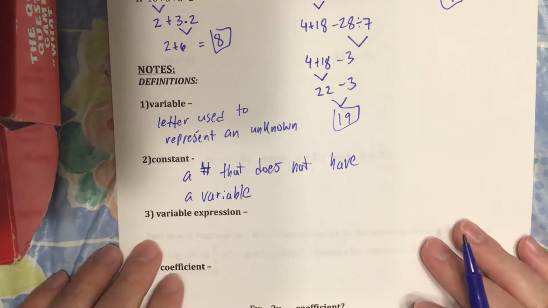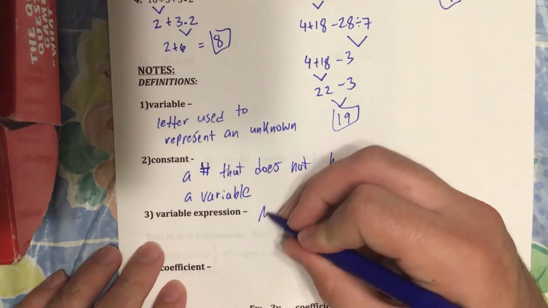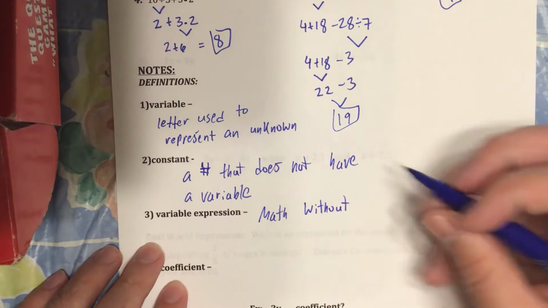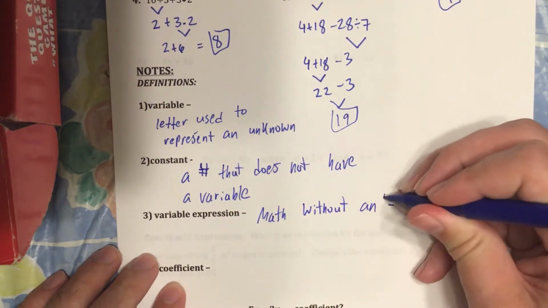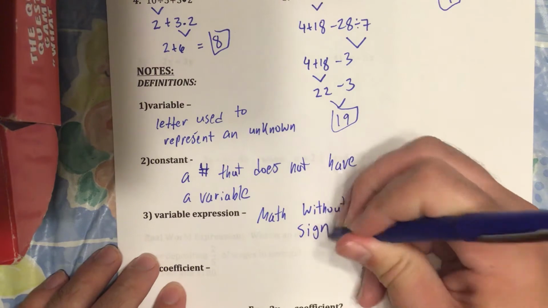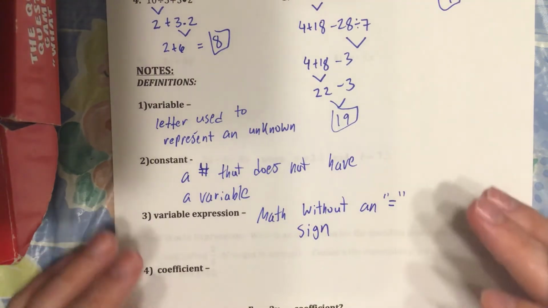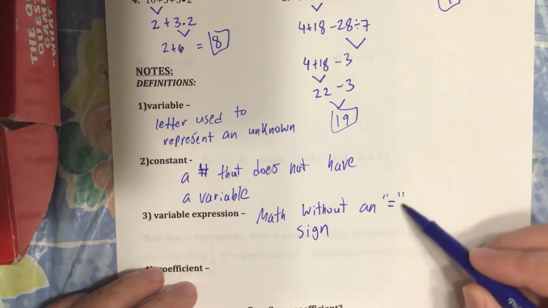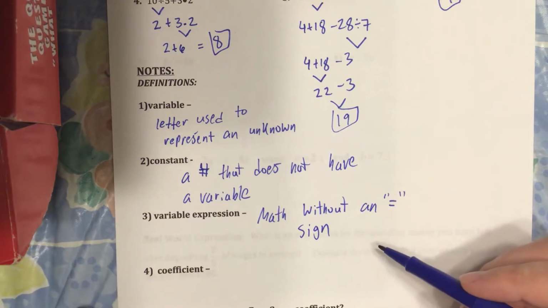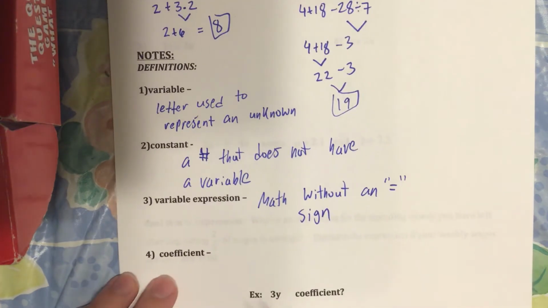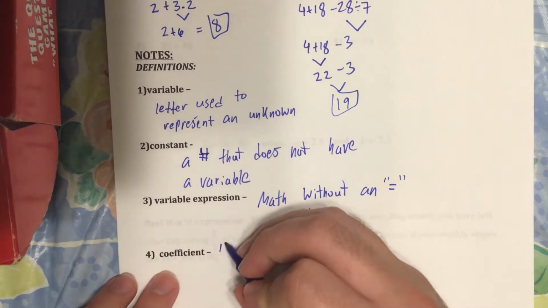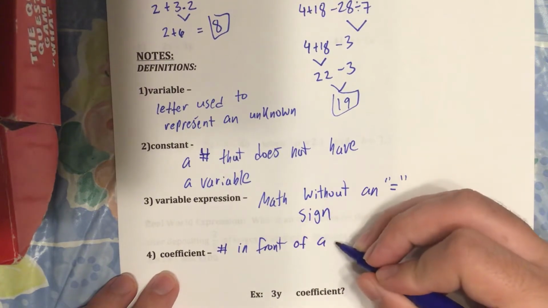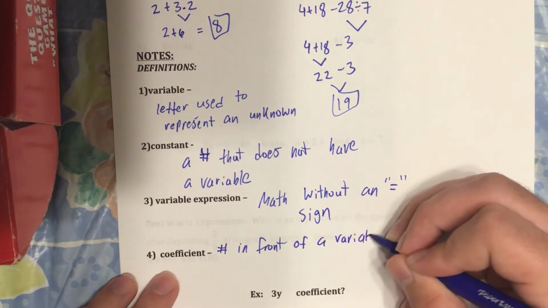A variable expression is pretty much just, I'm going to keep it simple, if you see math without an equal sign, okay? If you see math on paper and you don't see that equal sign, then that's just an expression. If you saw the equal sign, then it would be an equation. And a coefficient is a number in front of a variable.